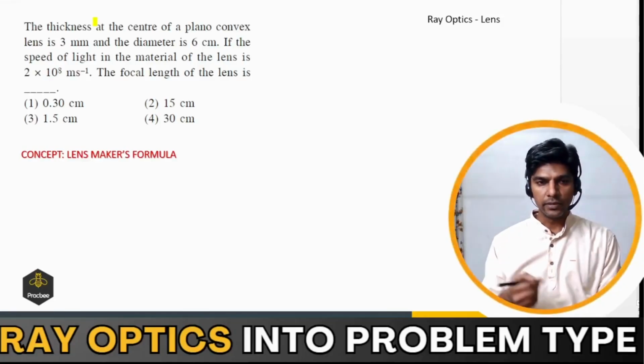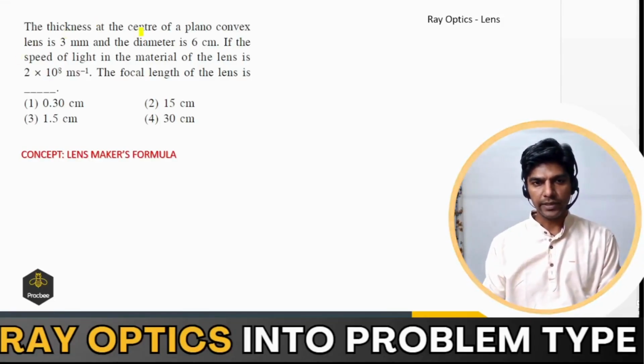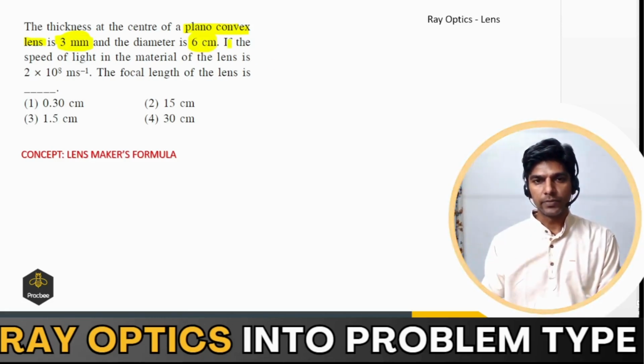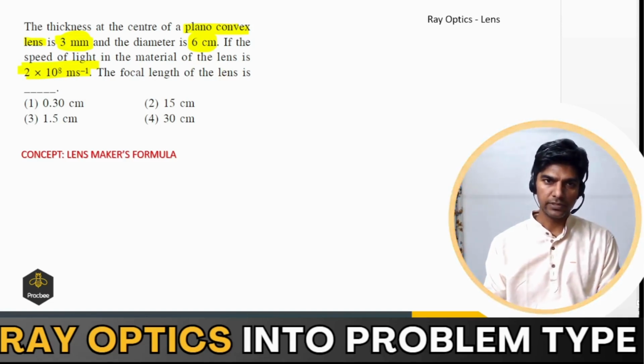Now let us see another illustration. The thickness at the center of a plano-convex lens is 3 millimeter and the diameter is 6 centimeter. So this diameter is nothing but the aperture of the lens. If the speed of light in the material of the lens is 2.82 into 10 raised to 8 meters per second, find the focal length of the lens. Okay, let us see. First, let us draw the diagram.